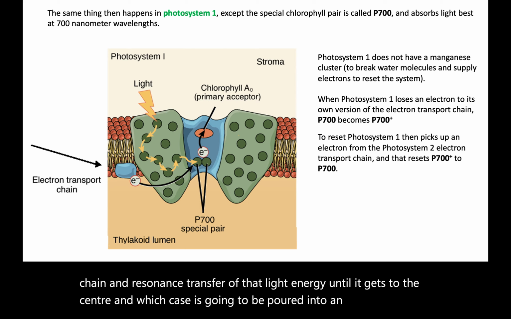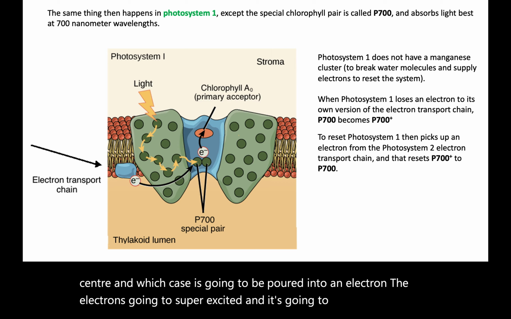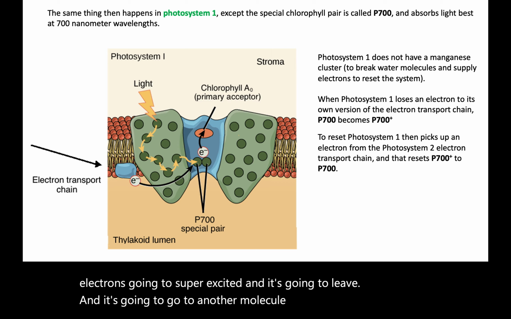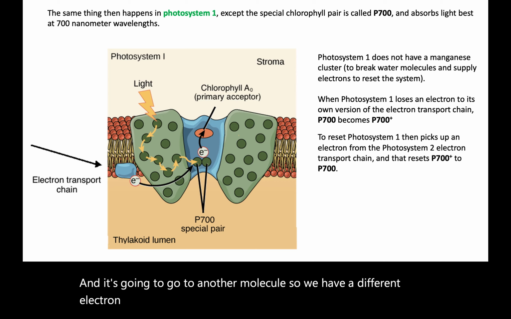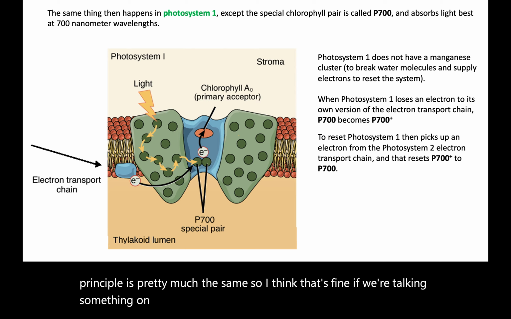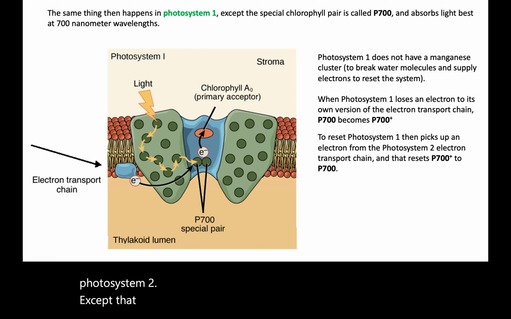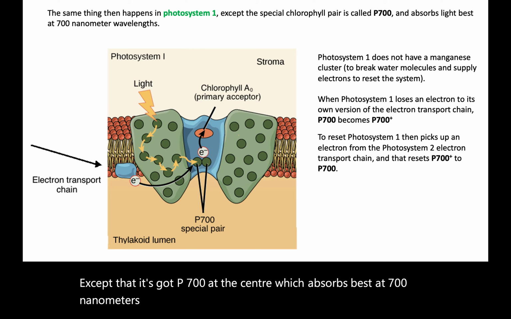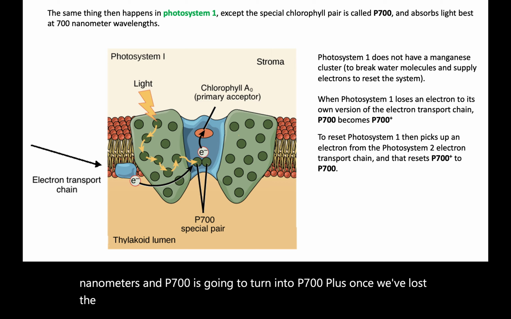The electron's going to get super excited, and it's going to leave, and it's going to go to another molecule. So we have a different electron transfer chain for photosystem 1, but otherwise the principle is pretty much the same. So I think that's fine. If we're talking something on a test, you can just say it basically works like photosystem 2. Except that it's got P700 at the center, which absorbs best at 700 nanometers. And P700 is going to turn into P700 plus once we've lost the electron, because we're going to lose a negative charge, and so we're going to have a positive charge left over.